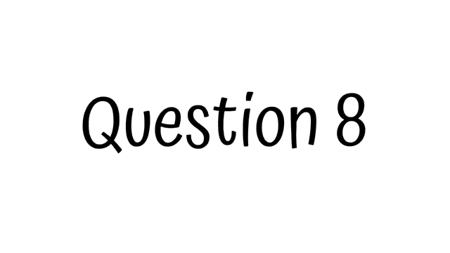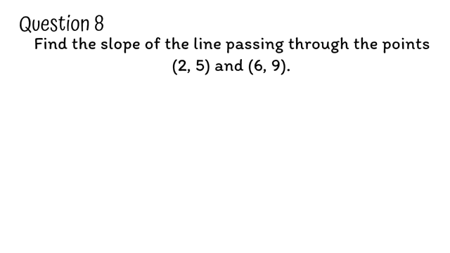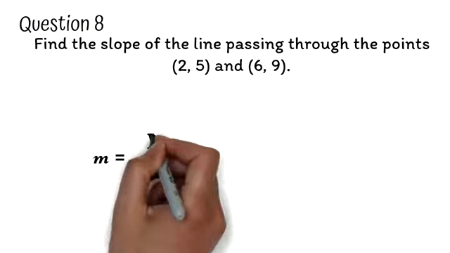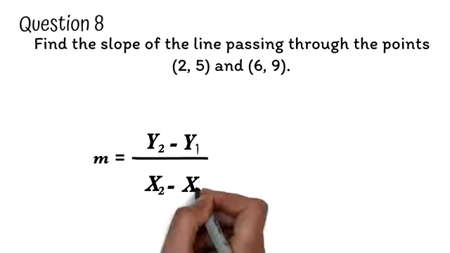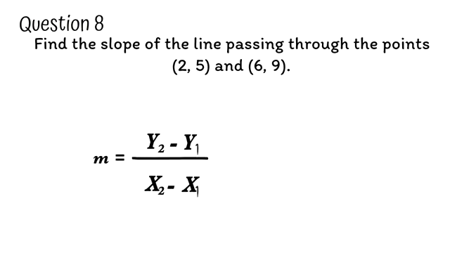Question 8. Find the slope of a line that passes through the point (2, 5) and the point (6, 9). To find the slope of a line given 2 points, we will use the slope formula. m equals (y2 minus y1) over (x2 minus x1). Formulas are given on most tests, so don't worry too much about it.